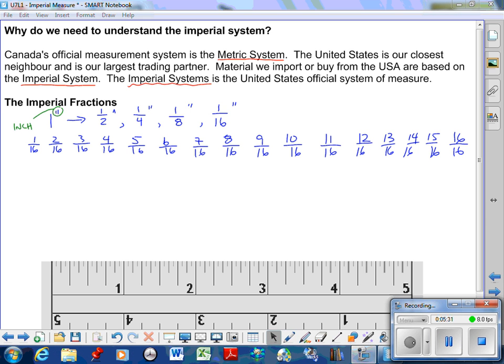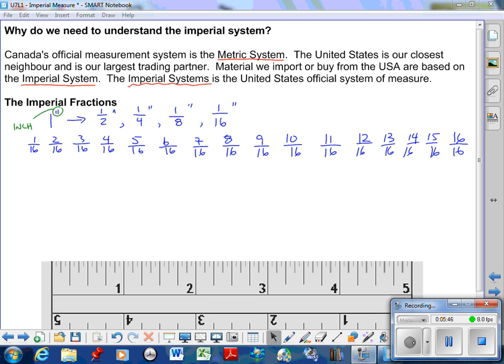Okay, so I've written out all of the 16ths. The smallest measure in the imperial system is the 16th that you can measure with a ruler. You have to go to calipers if you want to go smaller. I mean, you can go down to a 32nd or 64th of an inch, but you need a caliper. So on the ruler, they have 16ths.